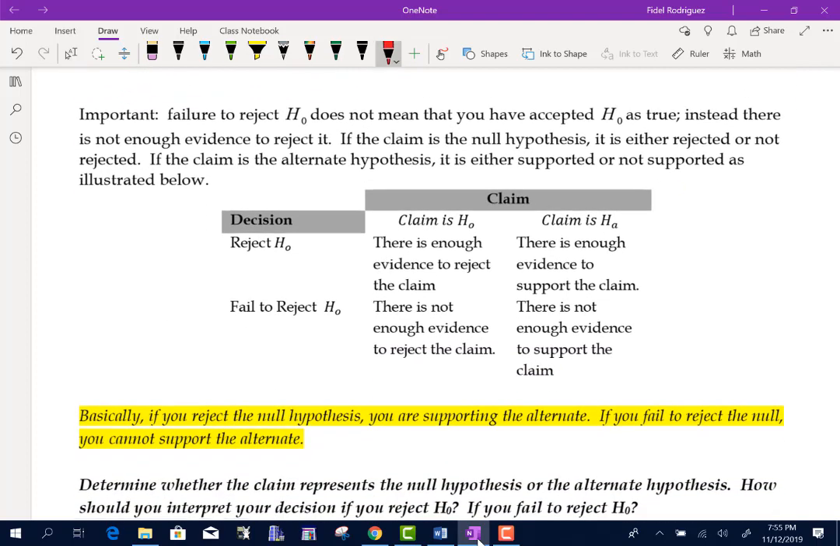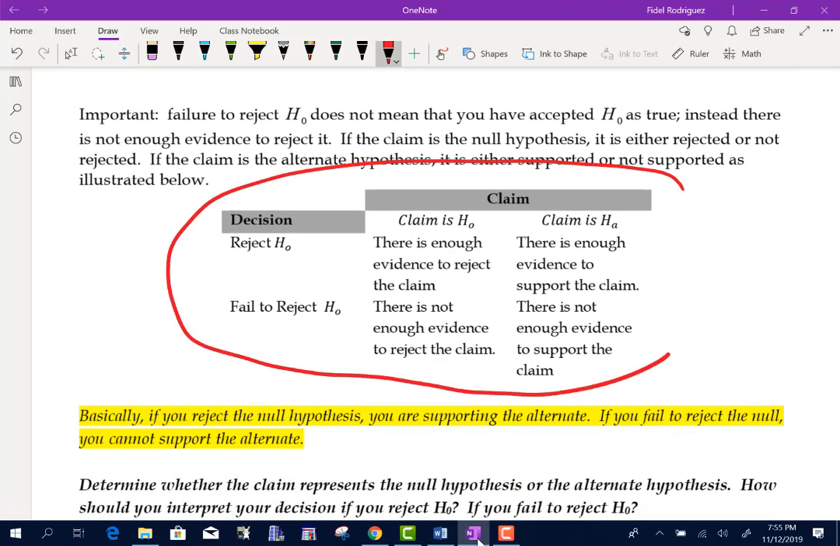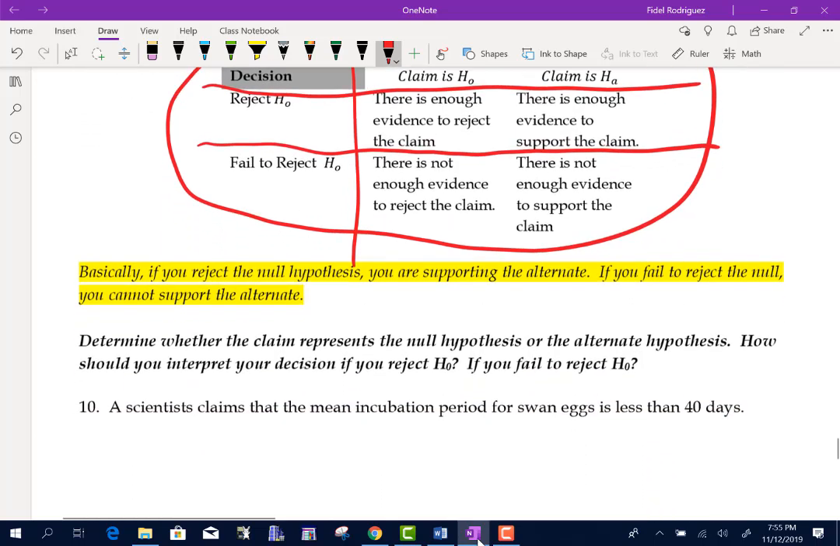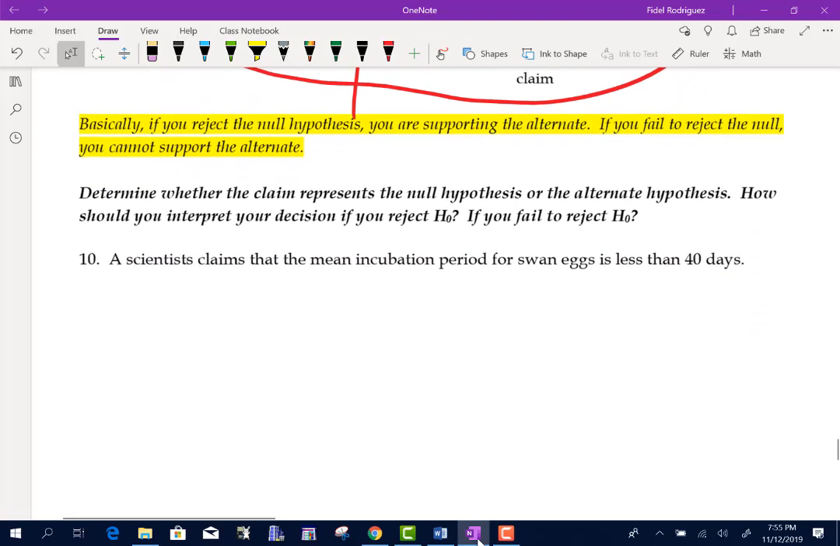So this right here, this little chart, that's what you want to call it, is basically going to help me figure out how to do the next couple of problems, okay? So let's see. It says also if you're rejecting the null hypothesis, you're supporting the alternate. If you fail to reject the null, you cannot support the alternate, okay? So let's take a look here and let's see if we can figure this thing out.